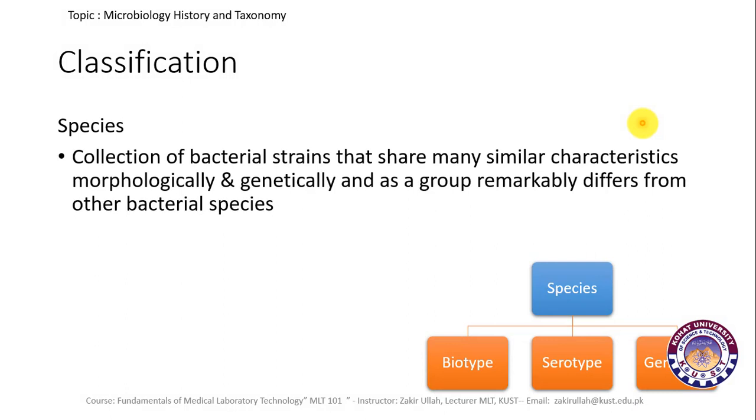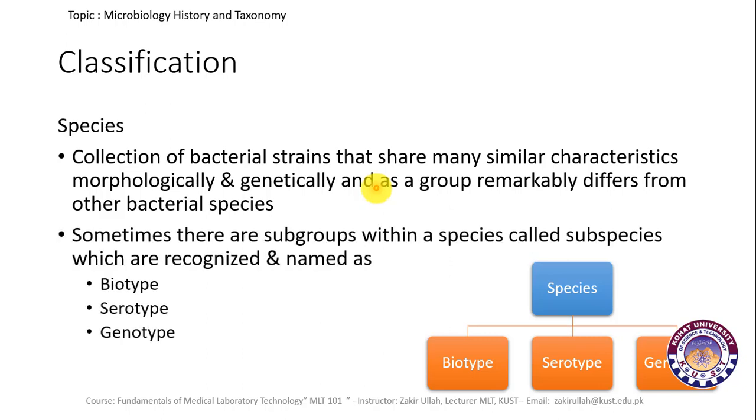A species is a collection of bacterial strains, different types of bacteria having the same morphological, physiological and genetic characteristics, and as a group they differ from other bacterial species. There are also subgroups within a species, called subspecies, and these are divided into three different types: the biotype, the serotype and the genotype.